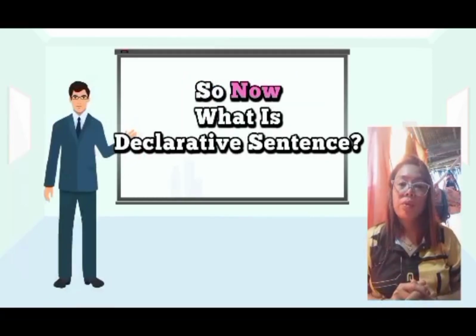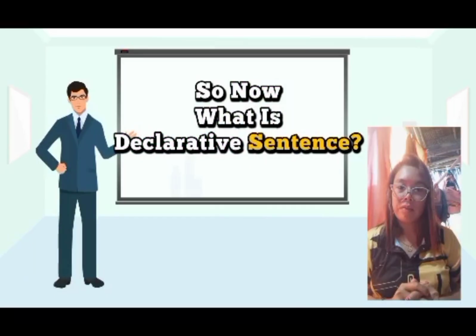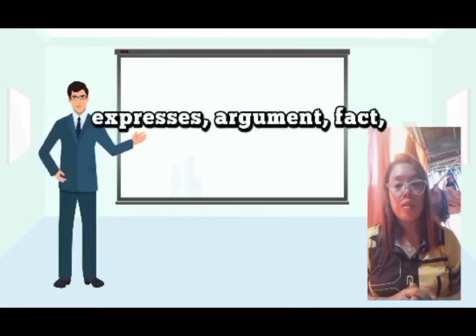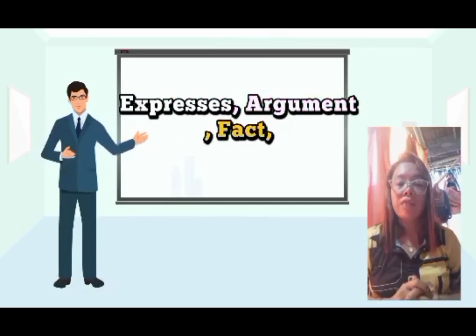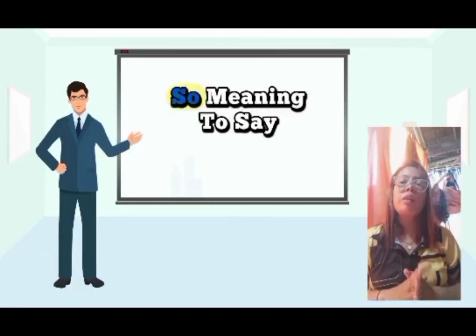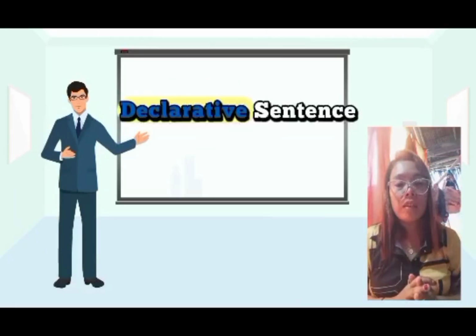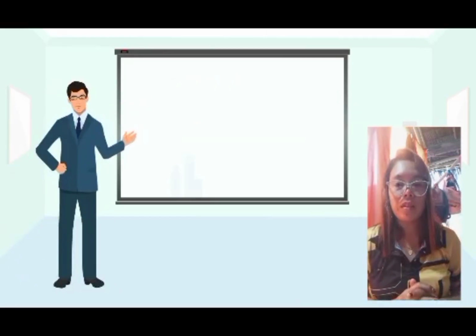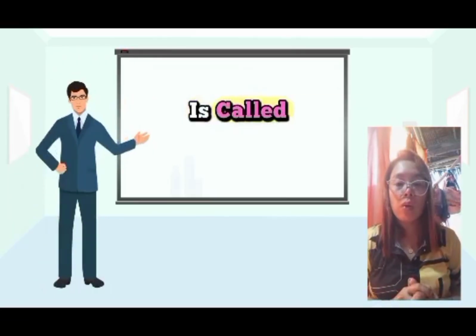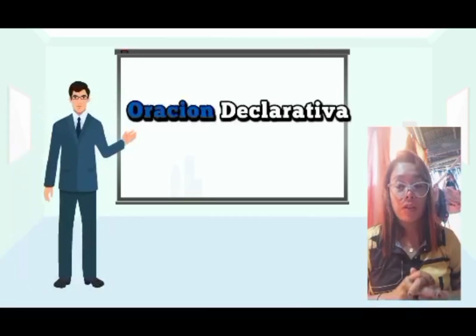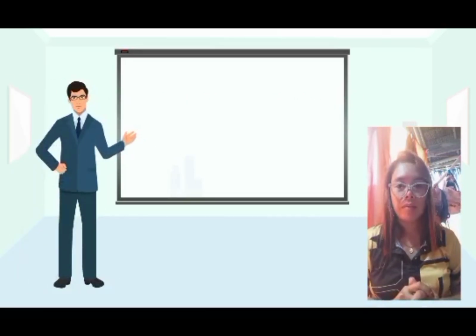So now, what is a declarative sentence? A declarative sentence is a sentence that expresses an argument, fact, statement, or explanation. Meaning to say, it is a simple sentence that ends in a period. In Spanish, a declarative sentence is called oración enunciativa or oración declarativa.